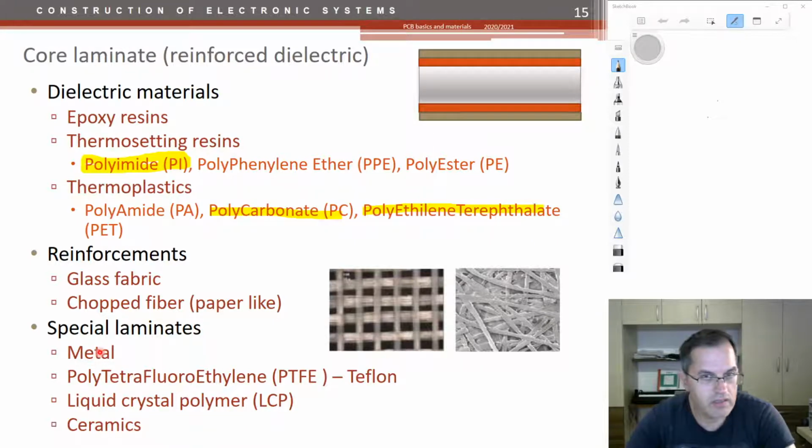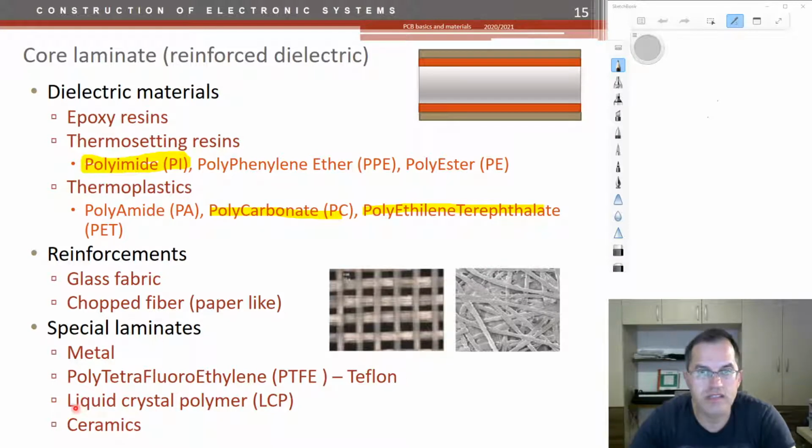And these are metal laminates, which are usually used for high power applications, where heating is very important, or the heat dissipation is very strong. The other is polytetrafluoroethylene, also called Teflon. As you might remember from every kitchen, we have Teflon layers on our dishes for cooking. And this is used for high frequency applications and low weight.